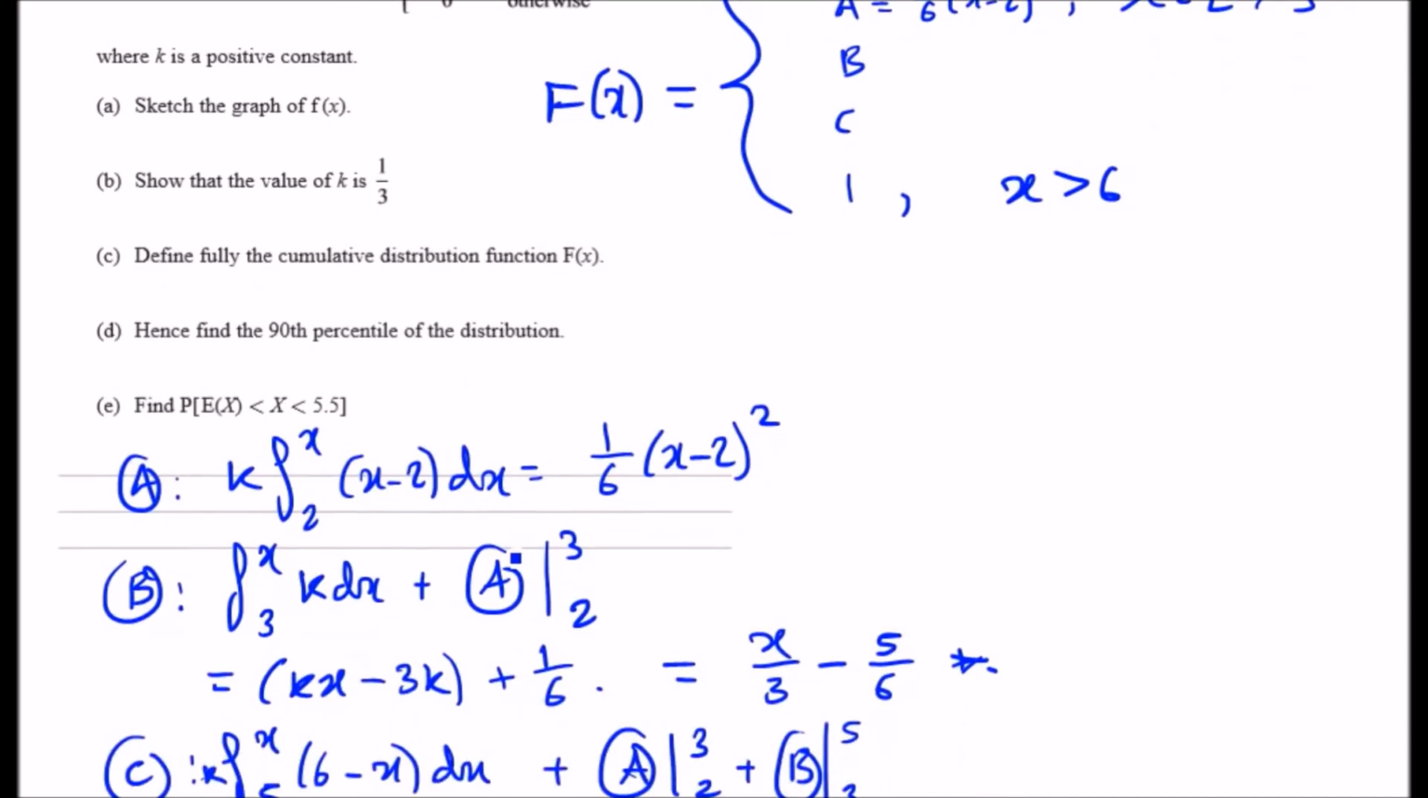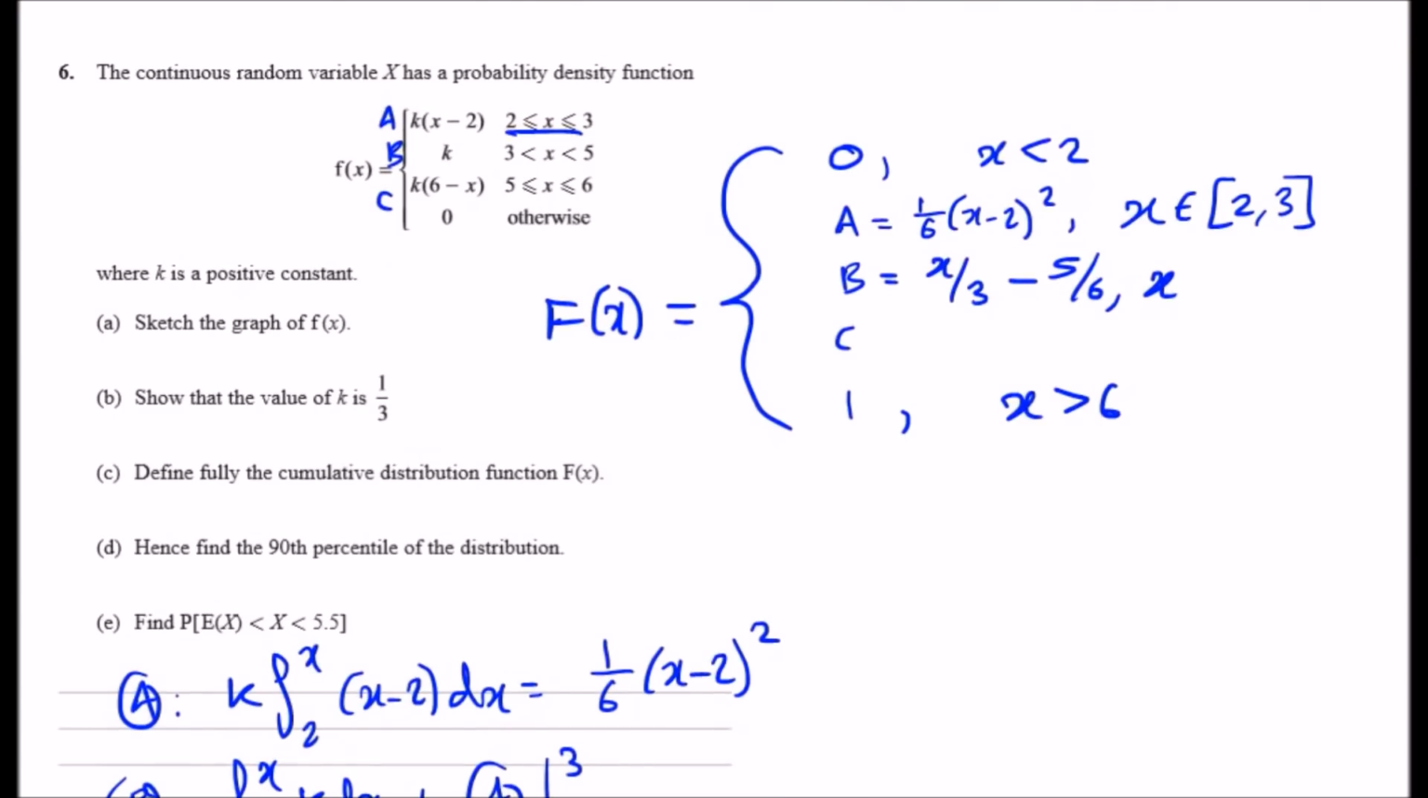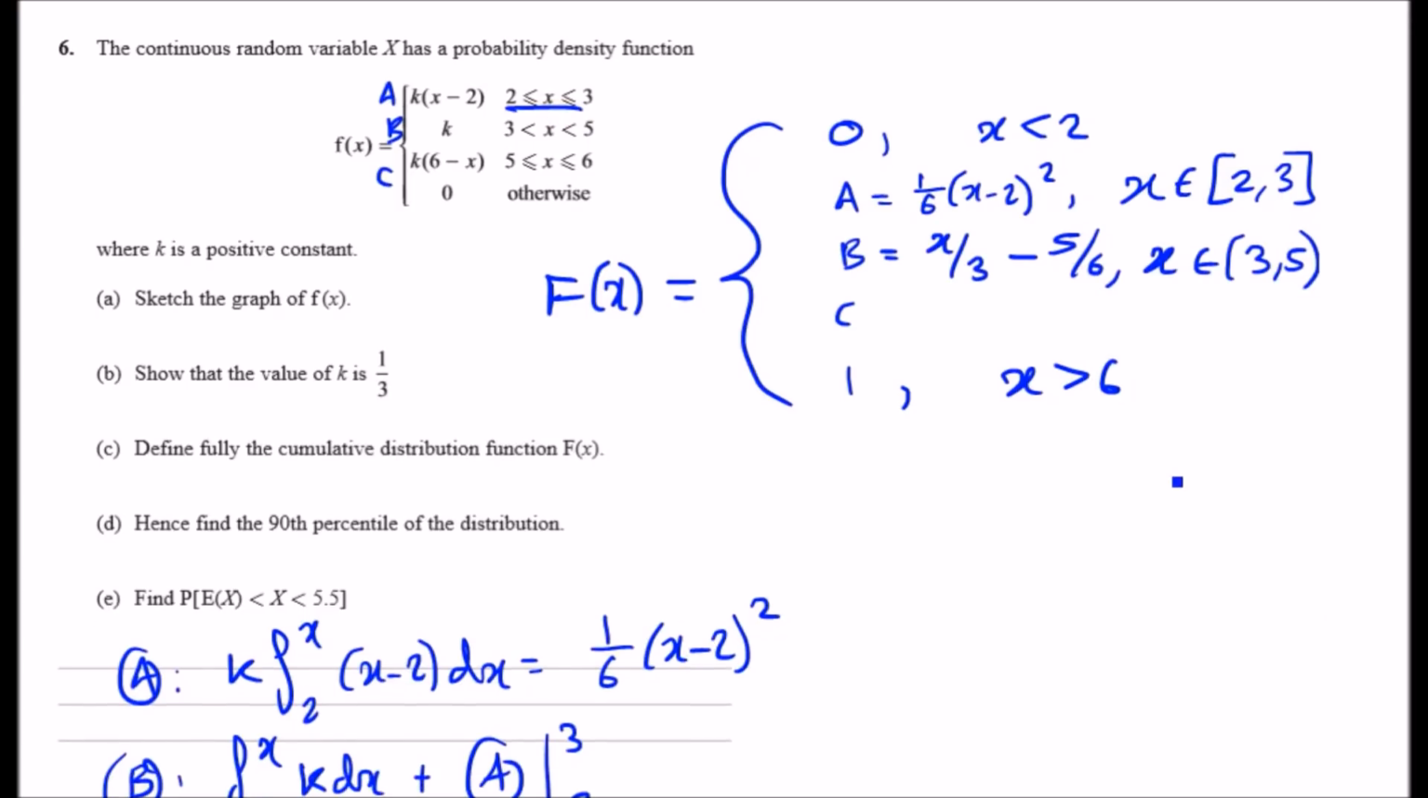So let's see, b is x over 3 minus 5 over 6. For these x values between 3 and 5, I use curly brackets to indicate that it's less than or between, and I use the square bracket to indicate that it includes the values. Okay, just for your exam, it's best to use the notation that you have, yeah.